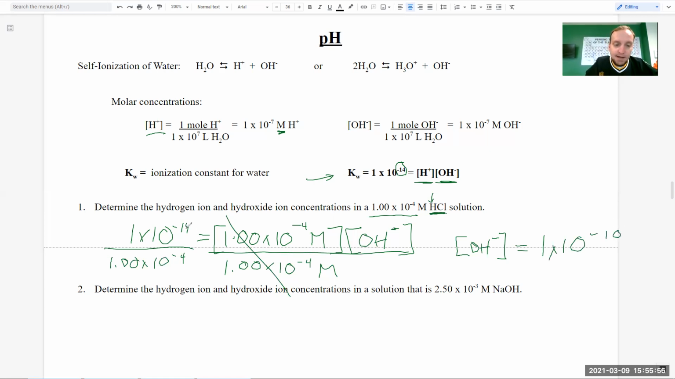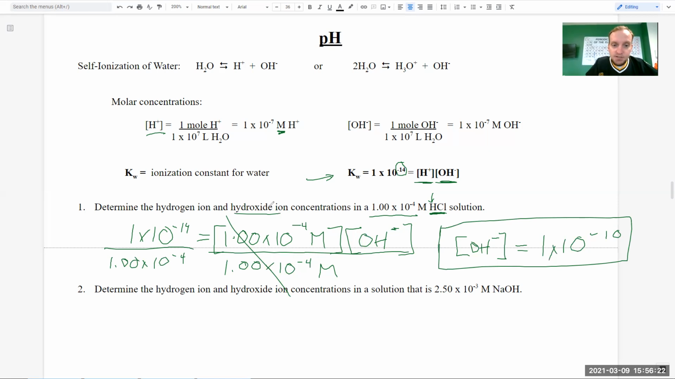Again, not surprising if I have a division problem like this. You would multiply or divide the two numbers in the front. 1 divided by 1 is, of course, 1. And then I would subtract the exponents. So negative 14 minus a negative 4, that's a double negative. So that's basically minus 14 plus 4 gives me 1 times 10 to the negative 10. So that is my OH concentration.